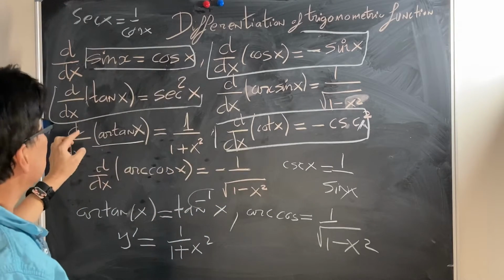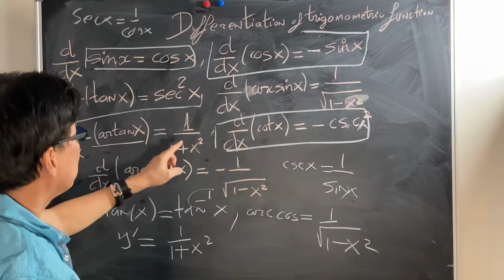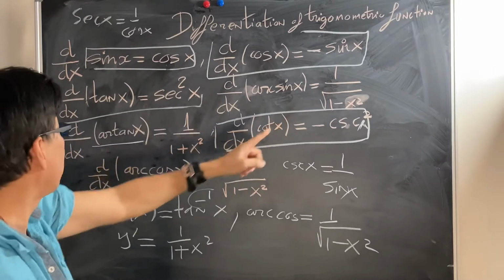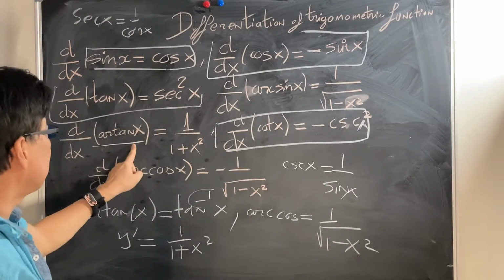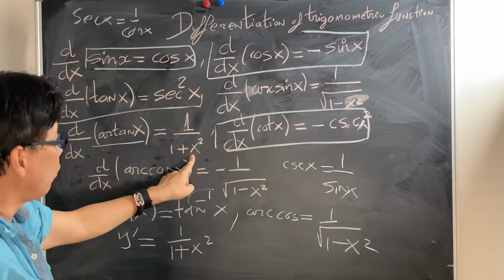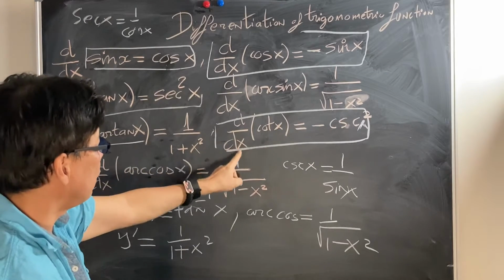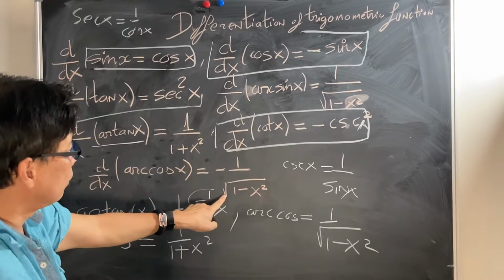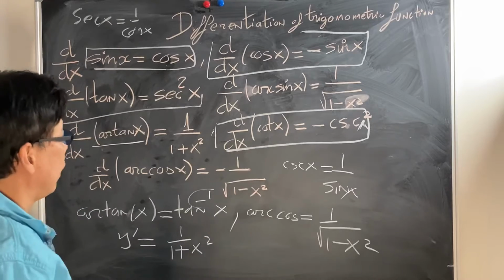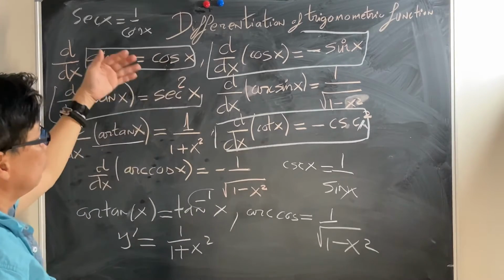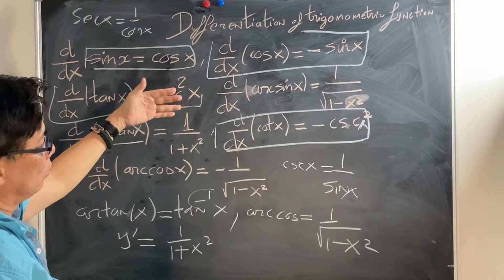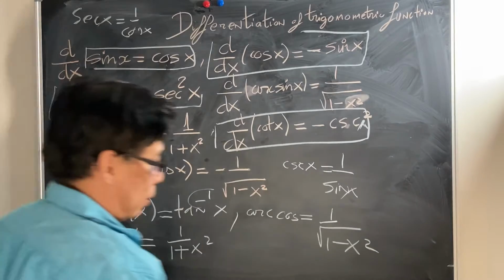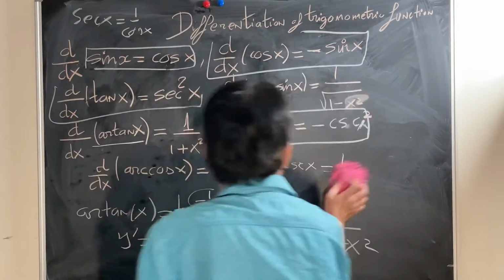And then inverse trigonometric functions: derivative of arcsin x will be 1 over square root of 1 minus x square. Derivative of arctangent x equals 1 over 1 plus x square. And derivative of arccosine will be minus 1 over square root of 1 minus x square. So again, in order to memorize this, the only way is to do homework.